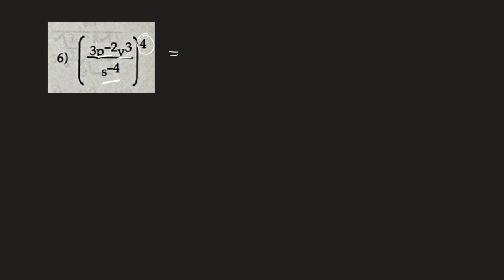So I can write it like as 3 to the, okay, this would be 1 times 4, so it's 4. And then p to the minus 2 times 4 would be a minus 8. And v cubed to the 4th, so that'd be v to the 12th. And then on the bottom, same thing. S to the minus 4 times 4 is a minus 16.